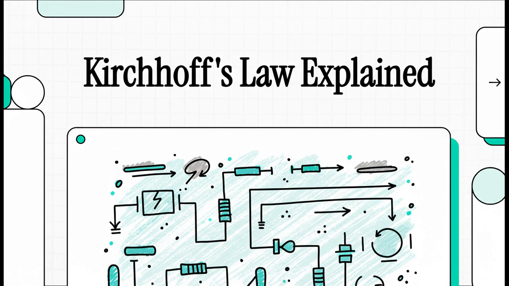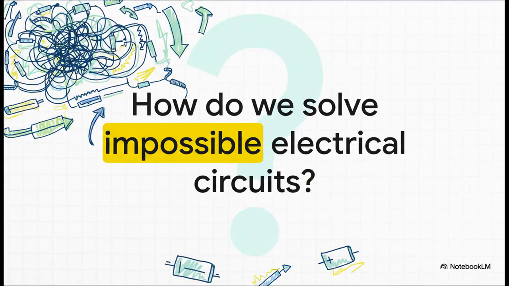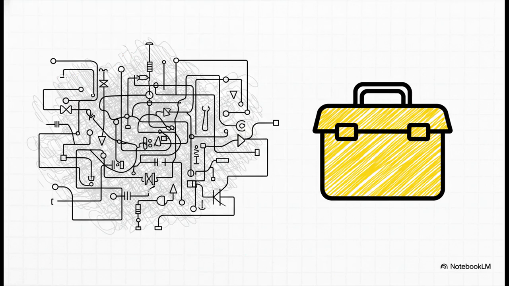Let's get into it. I mean, you see a circuit like this one, right? It's a tangled web with multiple batteries, resistors all over the place, and suddenly, simple rules like Ohm's law just don't cut it anymore. So how on earth are you supposed to figure out what's actually happening inside? Yeah, for these really intricate circuits, the ones with a bunch of different power sources and all these branching paths, we need something more powerful. We need a totally new set of tools.